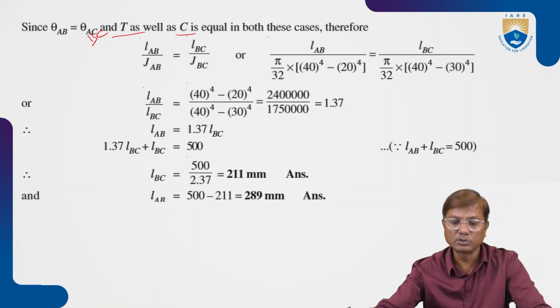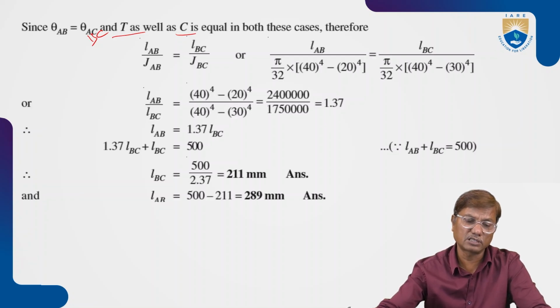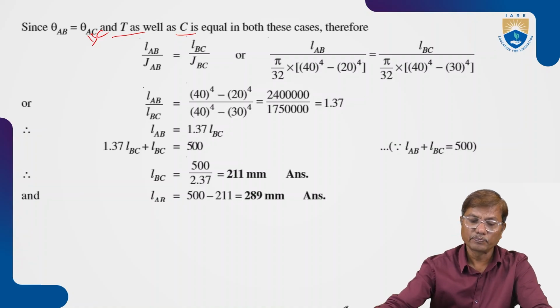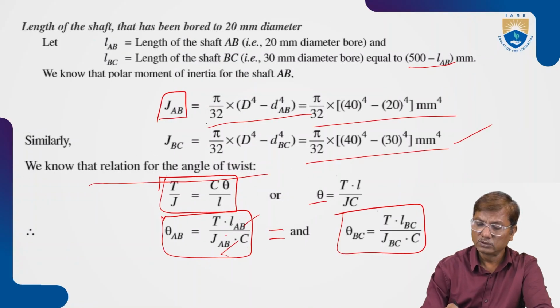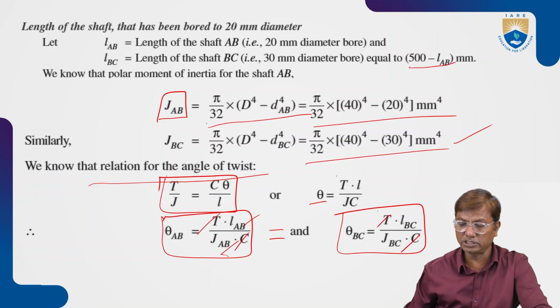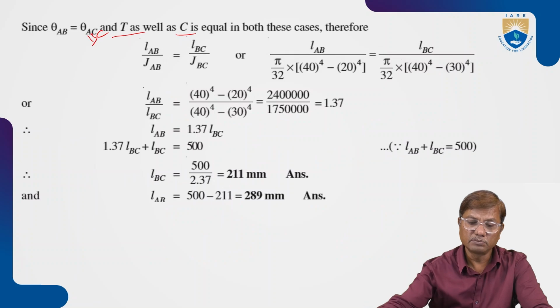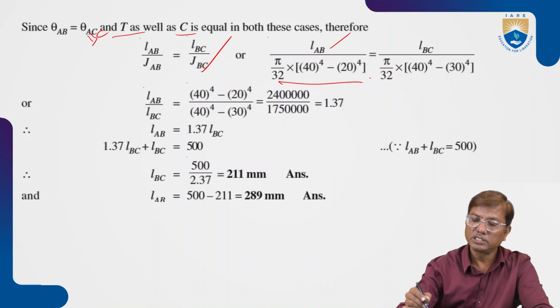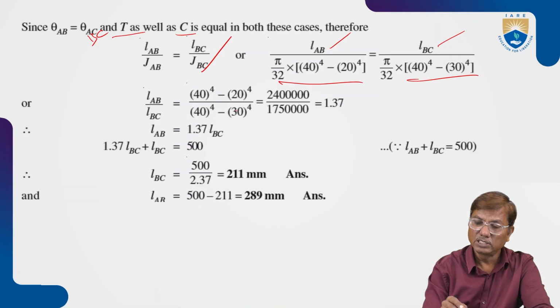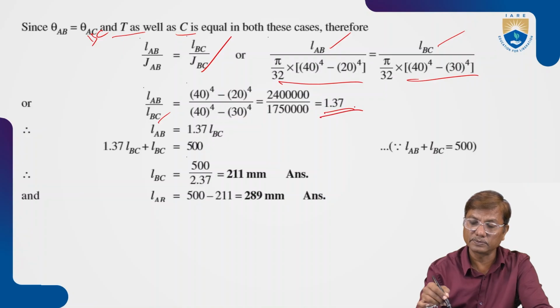knowing C is same for both because the material is same and torque transmitted is the same. So T and C are same for both the portions. So by equating these two, T and C get cancelled. You will have LAB by JAB is equal to LBC by JBC. And you will get this ratio LAB by LBC equal to 1.37.